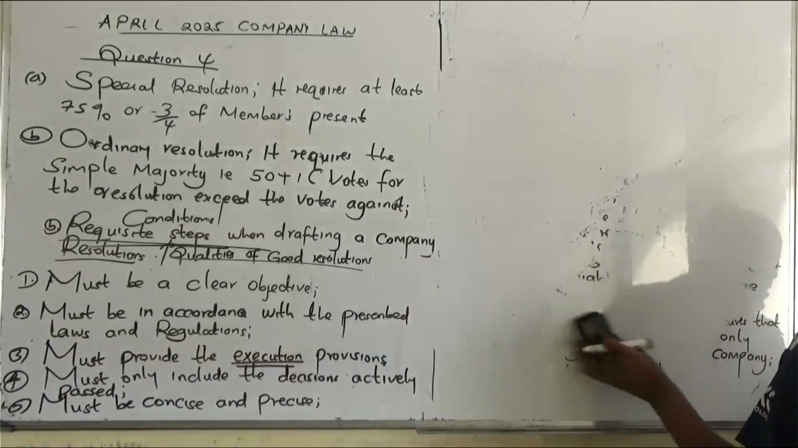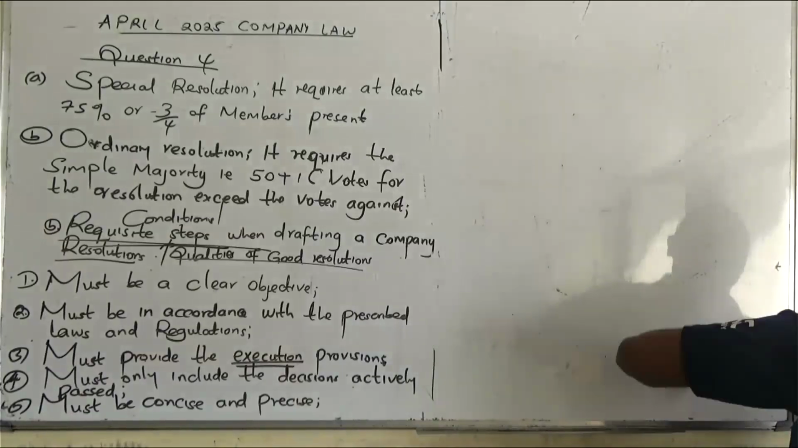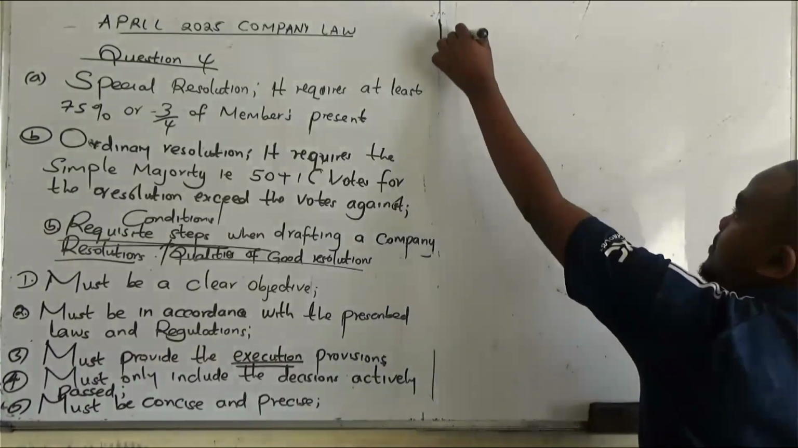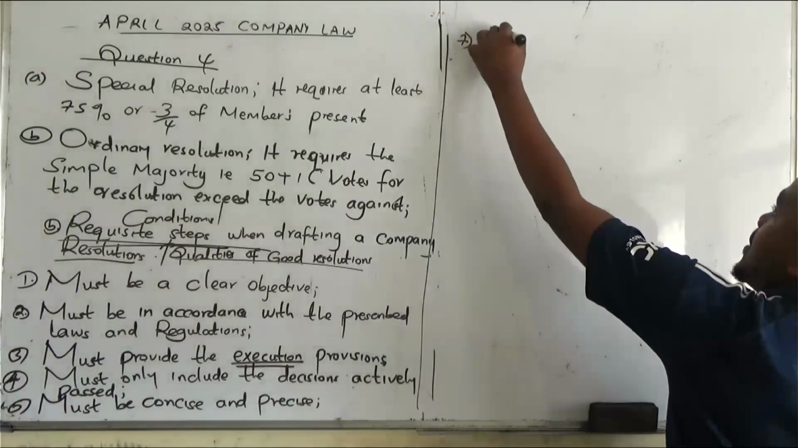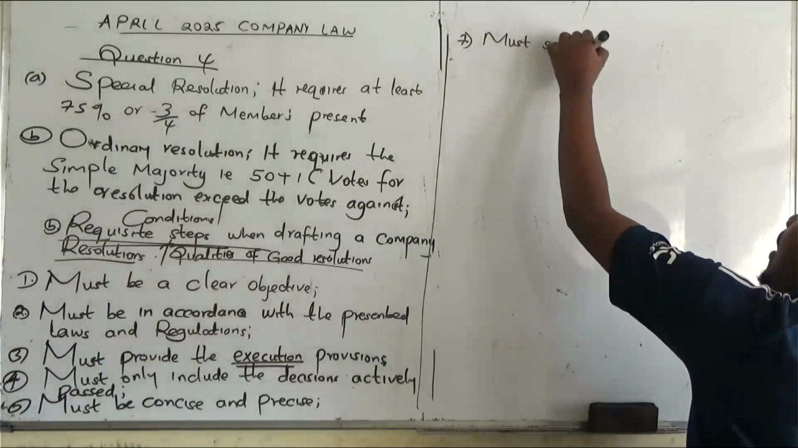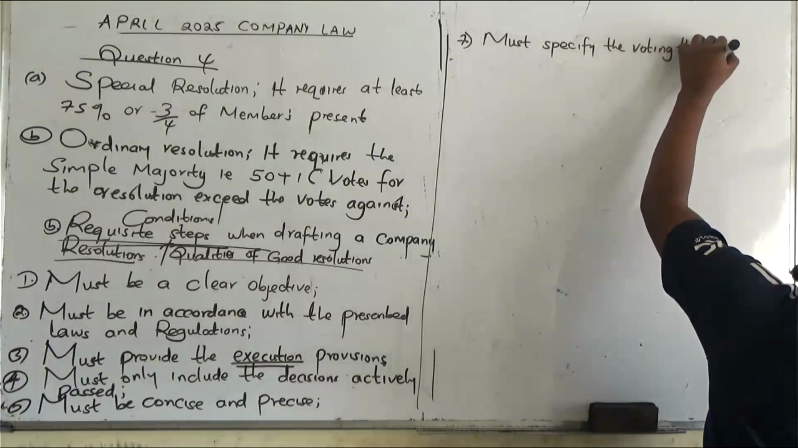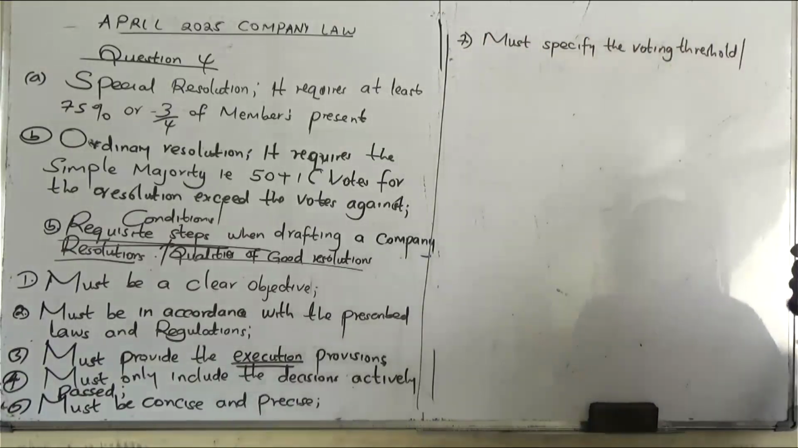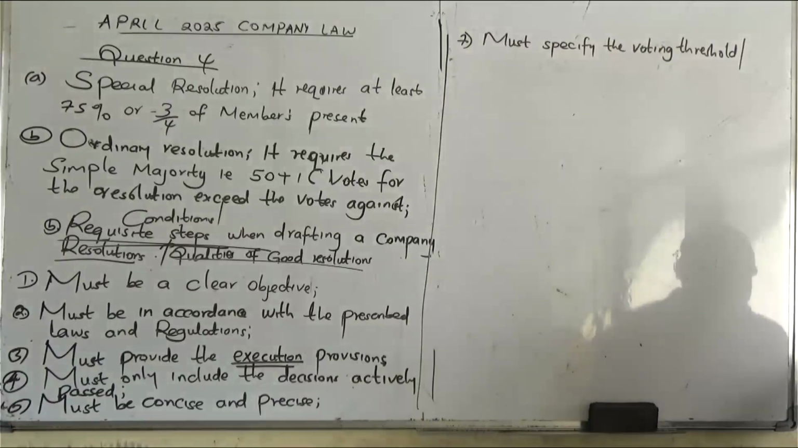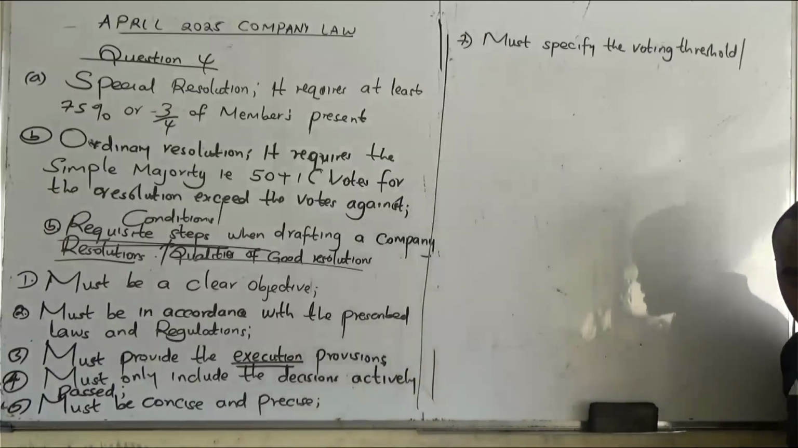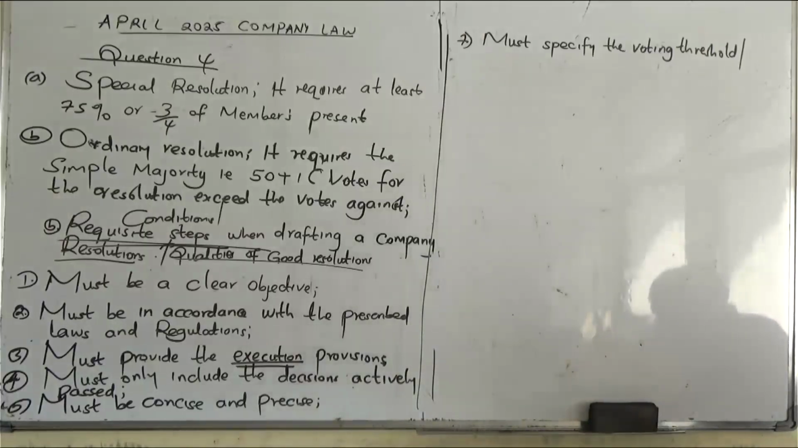It must specify the voting threshold and mechanism. So the resolution must specify that this one requires at least 3/4 of the members present, or that it requires an ordinary resolution. So it specifies the voting threshold.